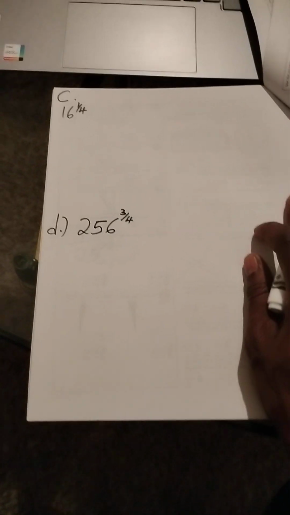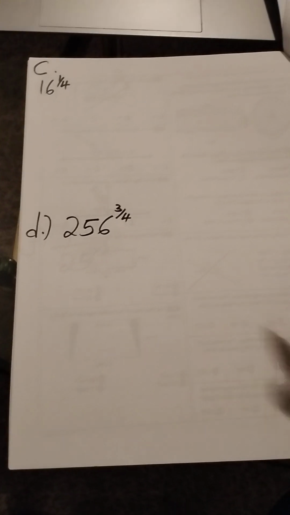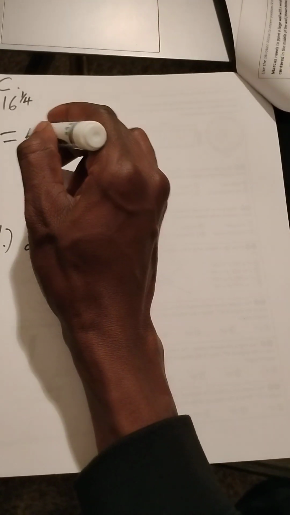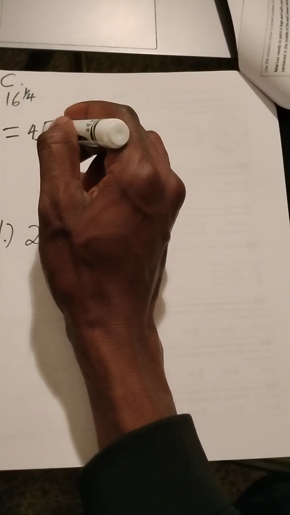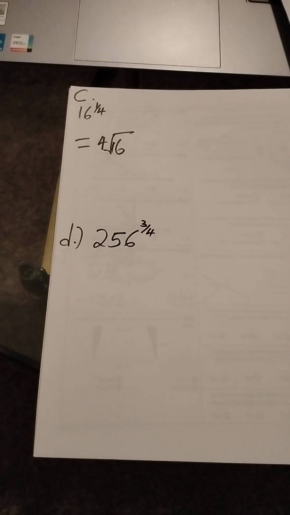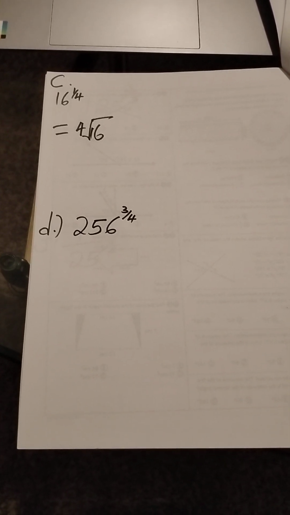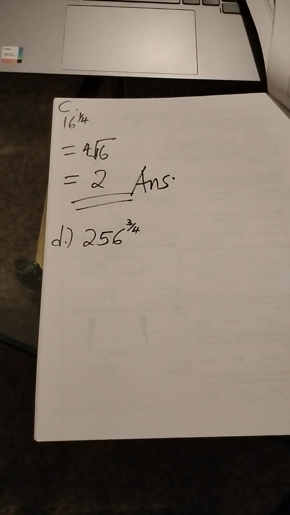I move to the next question. Question C. 16 raised to the power 1 out of 4 is the same as saying the fourth root of 16. Which number, when you multiply by itself 4 times, you get 16? The answer is 2. The fourth root of 16 is 2. That is the solution.